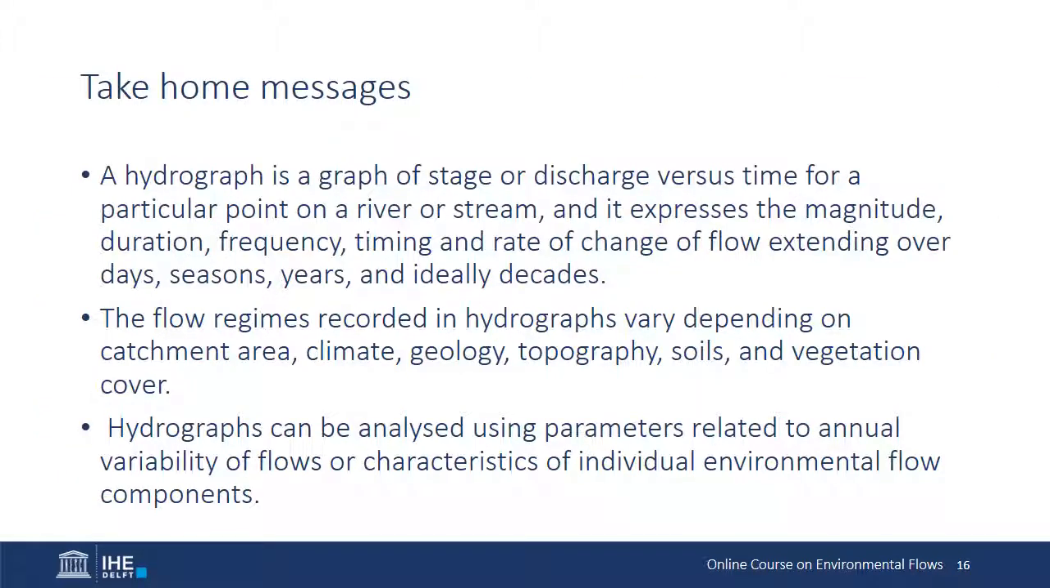So, you now know that hydrographs are a graphical representation of the flow regime of a river or stream, expressing magnitude, duration, frequency, timing, and rate of change of flow for different points along a river over predefined time periods. The flow regimes expressed in hydrographs vary naturally depending on catchment area, climate, geology, topography, soils, and vegetation cover. They may be altered by many means, but the most rapid and significant changes are usually associated with the construction and operation of dams. Methods such as the indicators of hydrologic alteration provide a means to statistically characterize ecologically relevant components of flow regimes and also quantify the changes in these components brought by flow alteration. This information about natural and altered flow regimes is an essential input to eFlow's assessments.